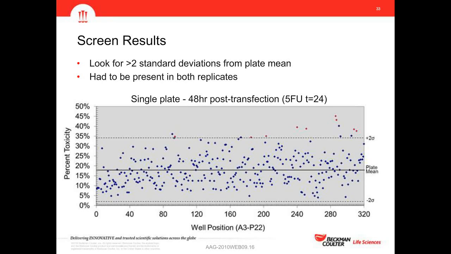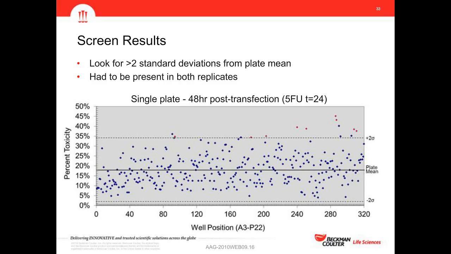Shown here is a single plate out of the 12 assay plates we ran, and what we were looking for was, again, basically trying to find some hits that would be considered outliers compared to the average response of transfection conditions. Shown here is one plate, the 320 non-control wells from a 48-hour post-transfection time point, so 24 hours after 5-fluorouracil treatment. And what you can see is that on average, the plate averaged out to about 17% or 18% toxicity for the well.